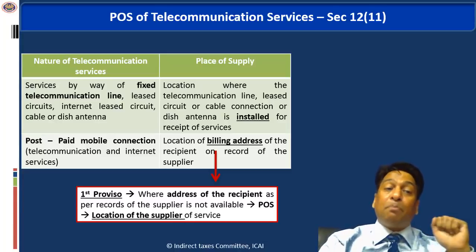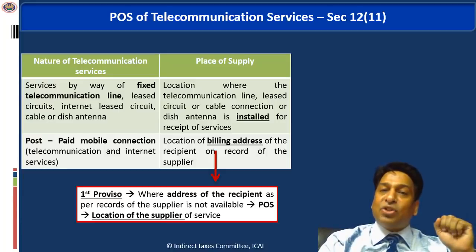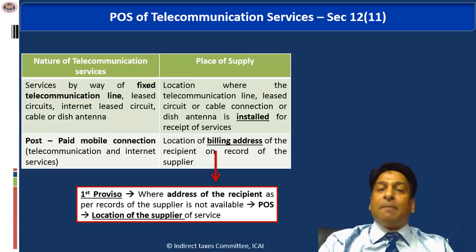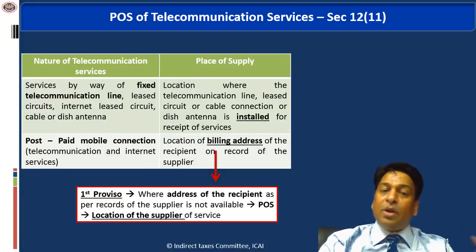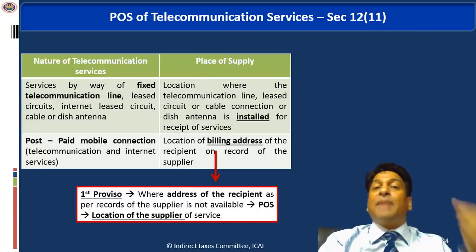What happens in case of a postpaid mobile connection? Then the place of supply would be the location of the billing address of the recipient on record of the supplier.